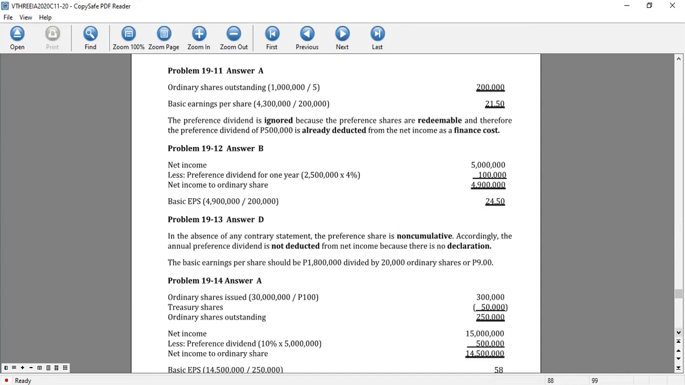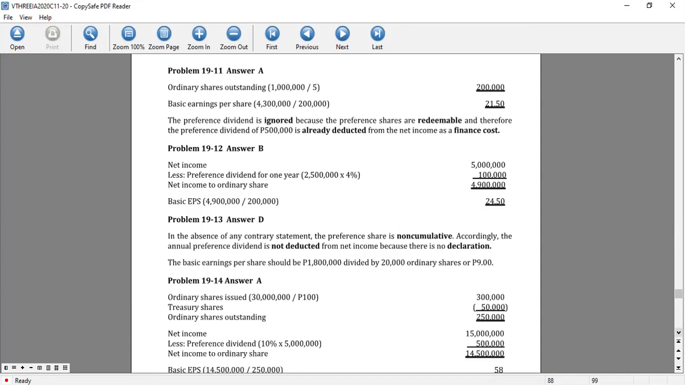In the case of number 12, it's letter B as in boy. Next, number 13, question: in the computation of basic earnings per share, what is the amount to be used as earnings?